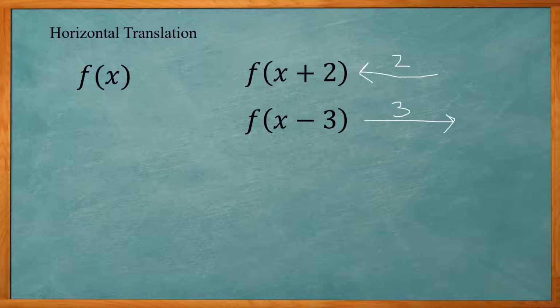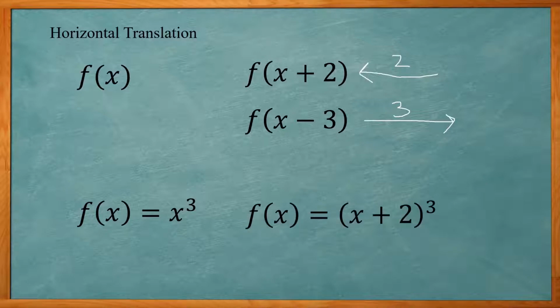Now it might seem kind of opposite, but if it's adding, it's moving it to the left. If it's subtracting, it's moving it to the right. So for example, if I have x to the third power, if I do x plus 2 raised to the third power, that's going to shift it to the left by 2. And if I do x minus 3 raised to the third power, it's going to shift it to the right by 3.